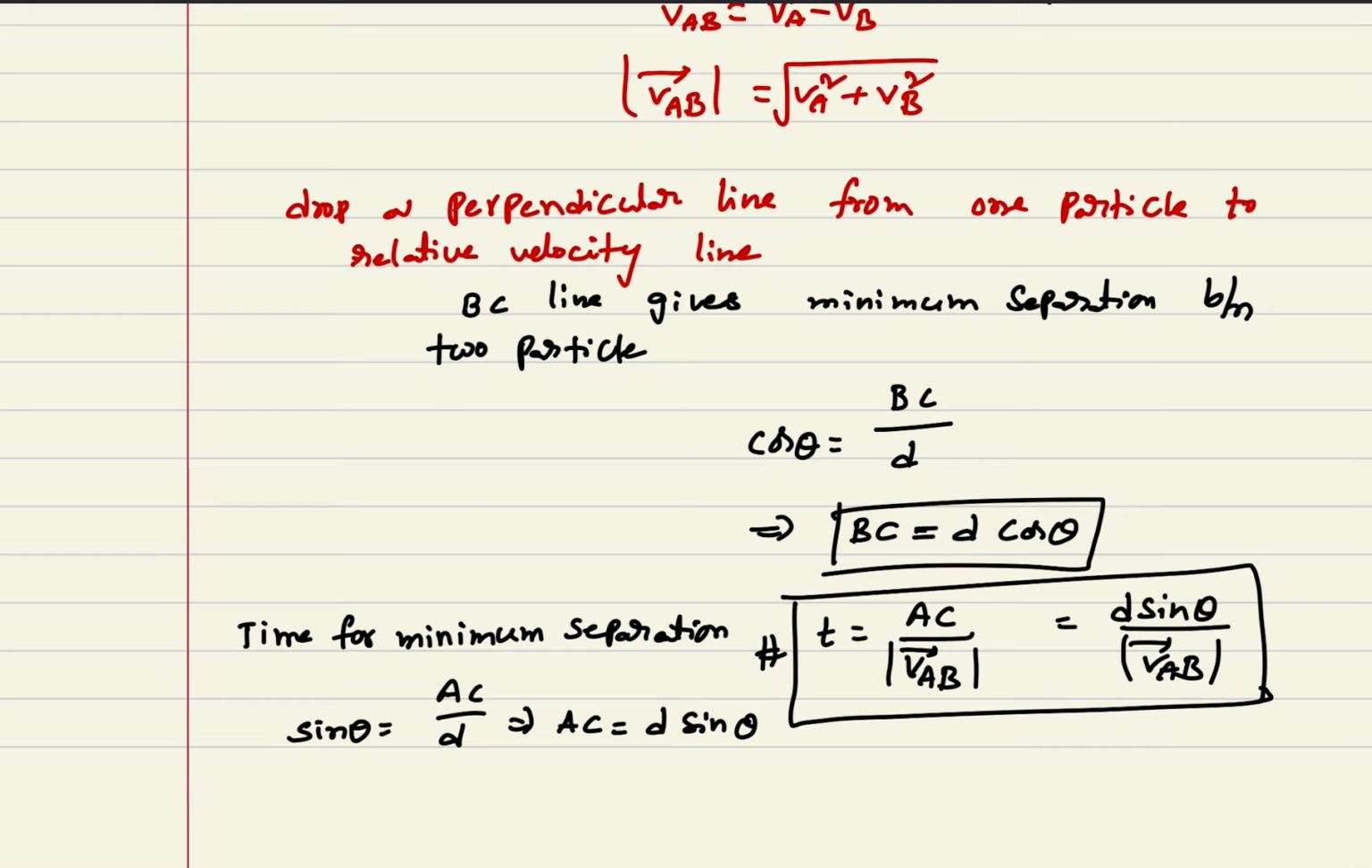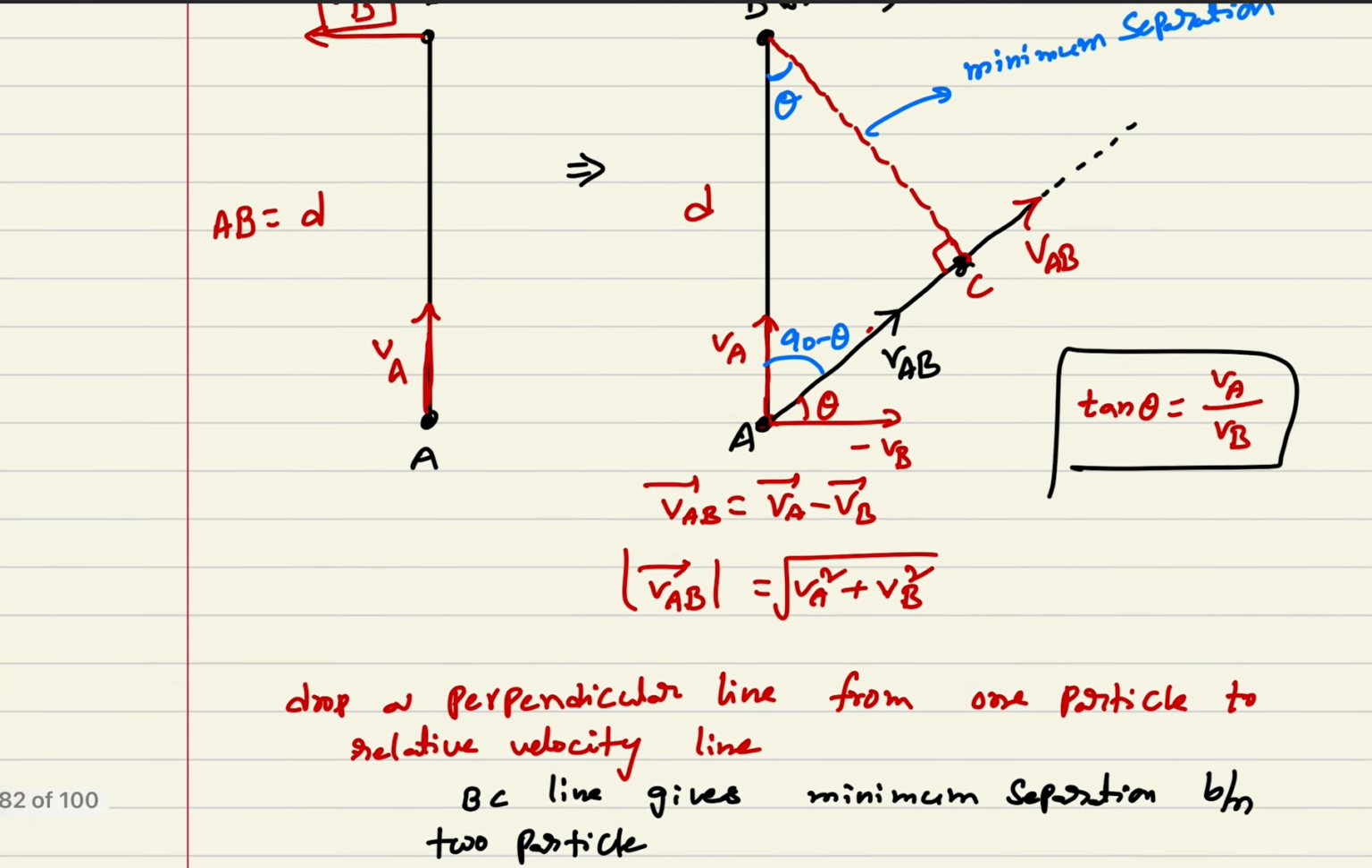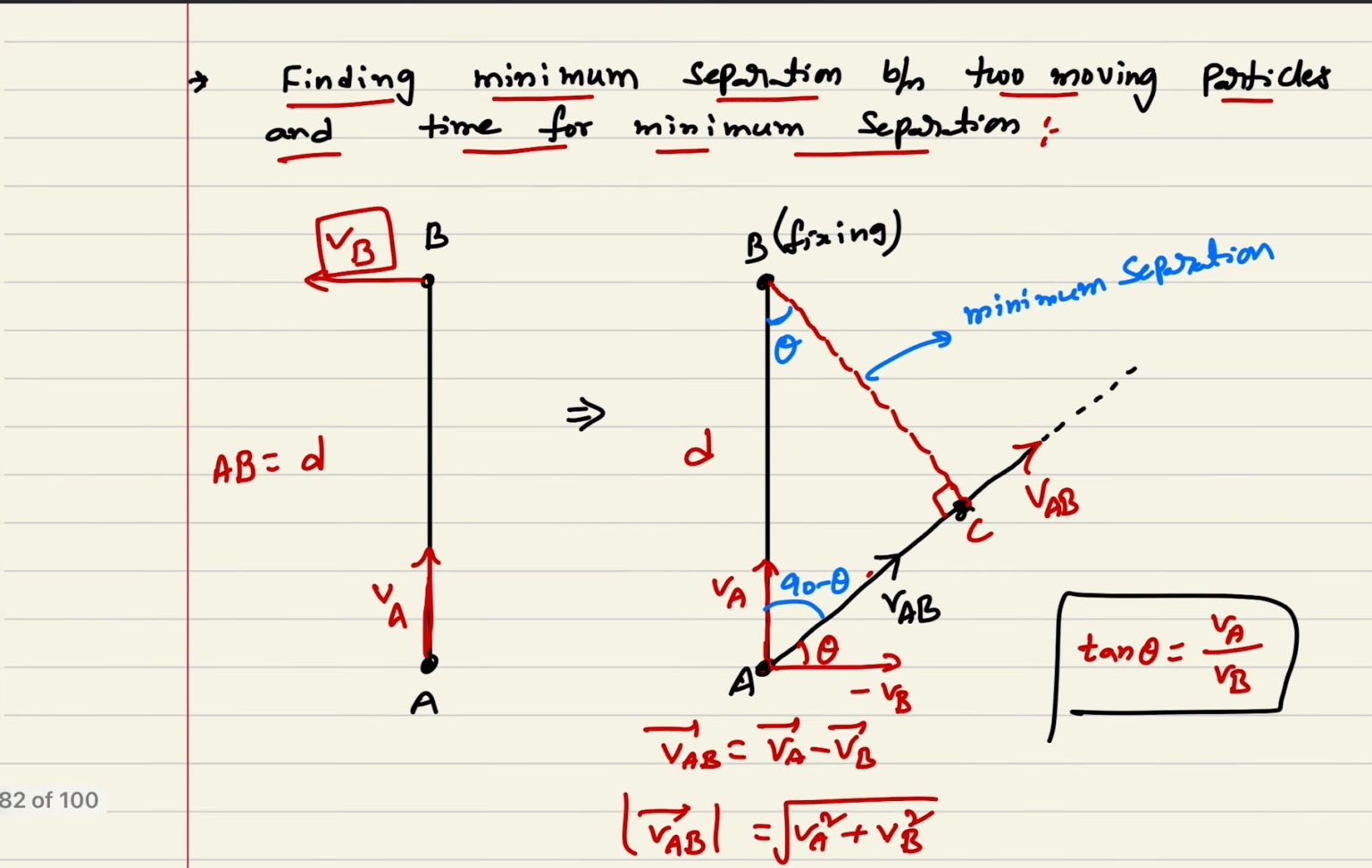I am not telling you minimum time. I am telling the time when the separation will be minimum. Time for minimum separation means the time when the separation between particles is minimum. Okay, these are our relations.